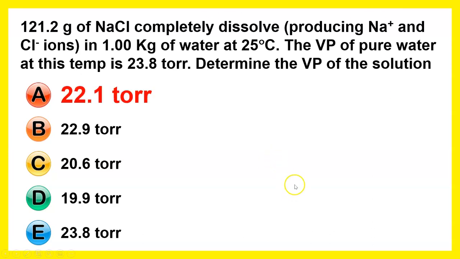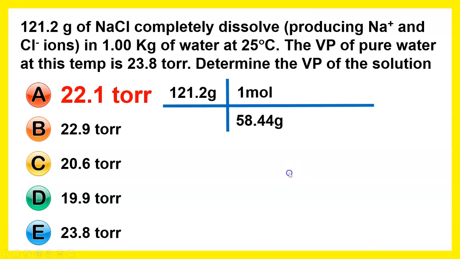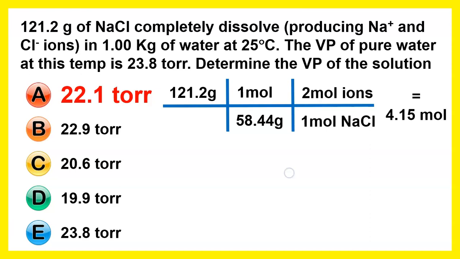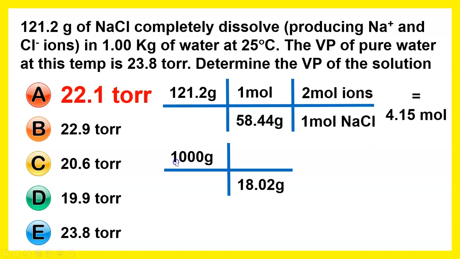How'd you do? We started with our grams of salt, convert to moles, and now this is where Van't Hoff comes in, because 1 mole of sodium chloride will dissociate into 2 moles of ions. So when you're trying to find your solute, you really have 4.15 moles of solute. So now let's do our solvent. We have 100 grams of solvent, molar mass of water. Now we know how many moles of solvent we have.